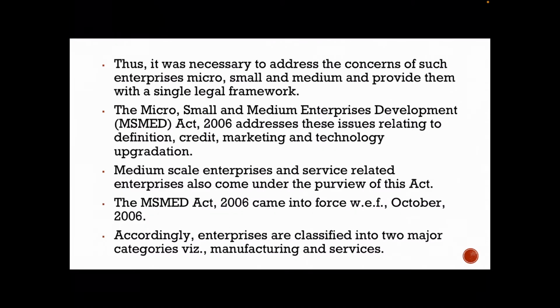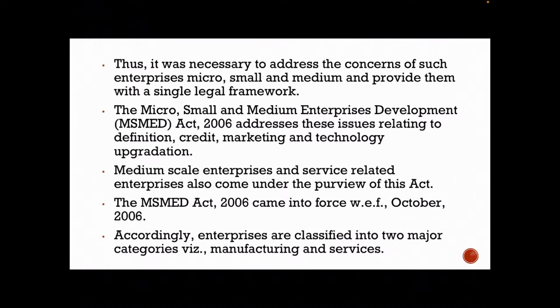So it was necessary to address the concerns of such enterprises, micro, small, and medium, the three levels, and provide them with a single legal framework. The Micro, Small, and Medium Enterprises Development (MSMED) Act of 2006 addresses these issues relating to definition, the measure we just talked about, credit, marketing, in terms of how they can advertise their product, and technology upgradation.